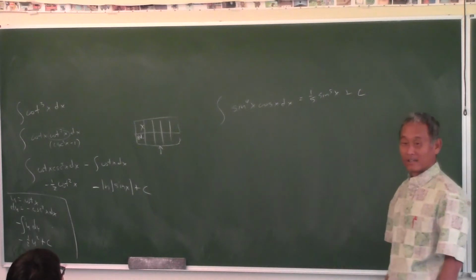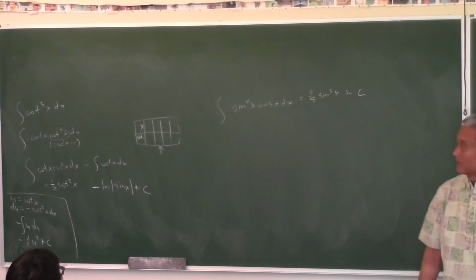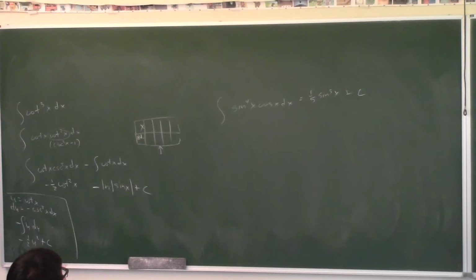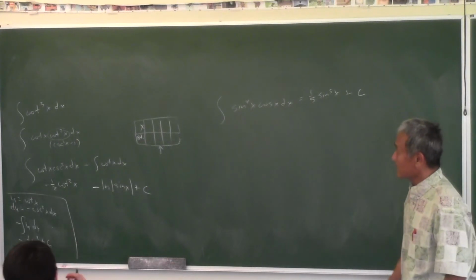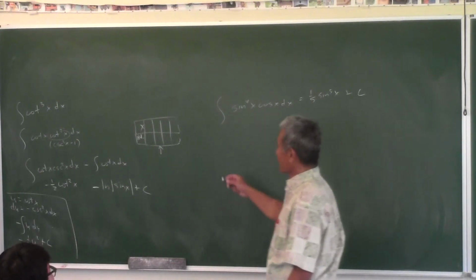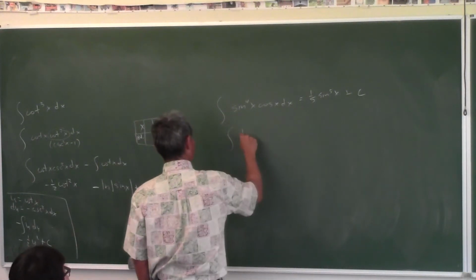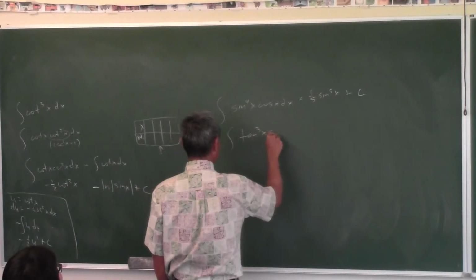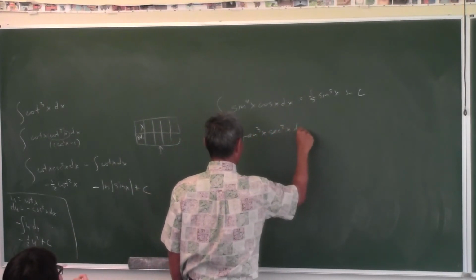Yeah, that's correct. Sine to the fifth. Do you guys see why? See, you can do it. It's the same thing, except different. Okay, what about this then? Tangent cubed x secant squared x dx.